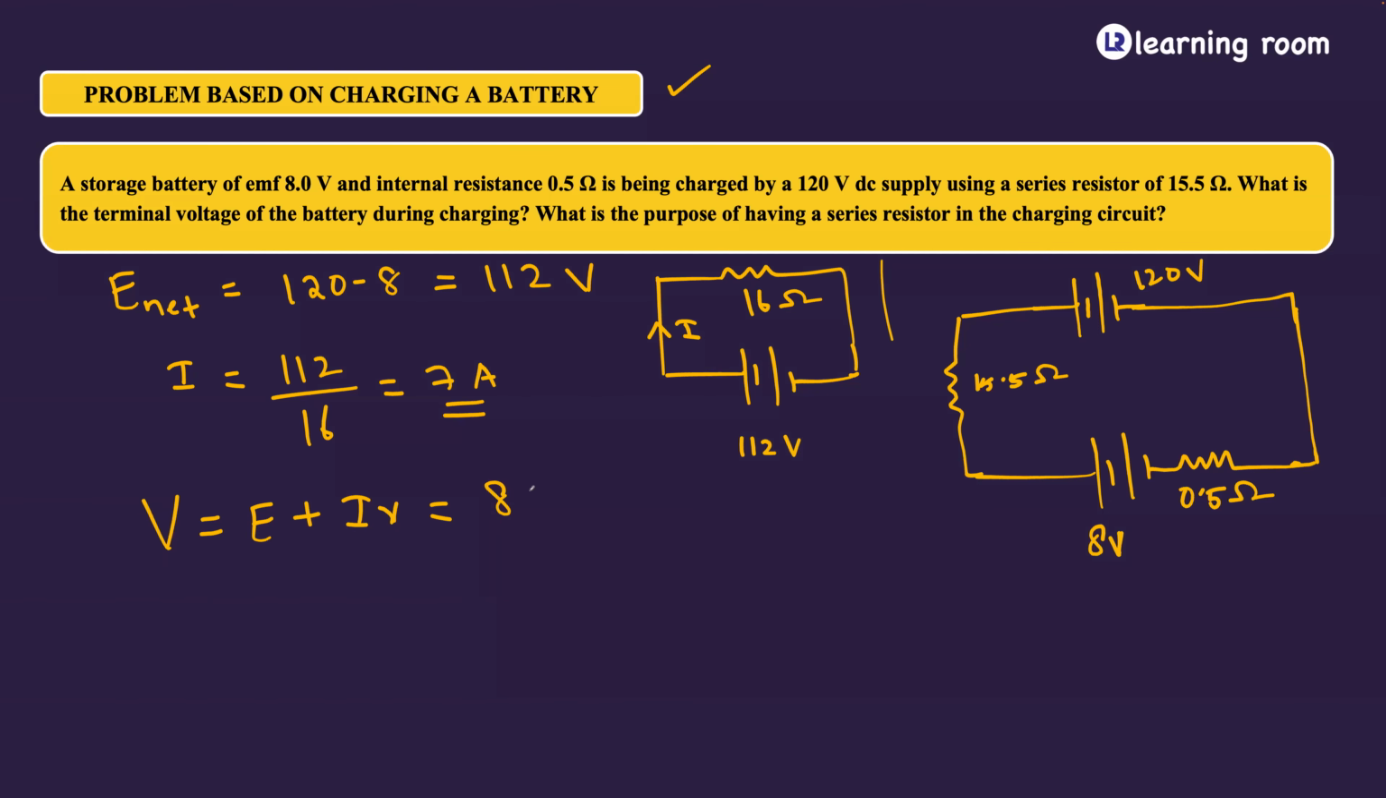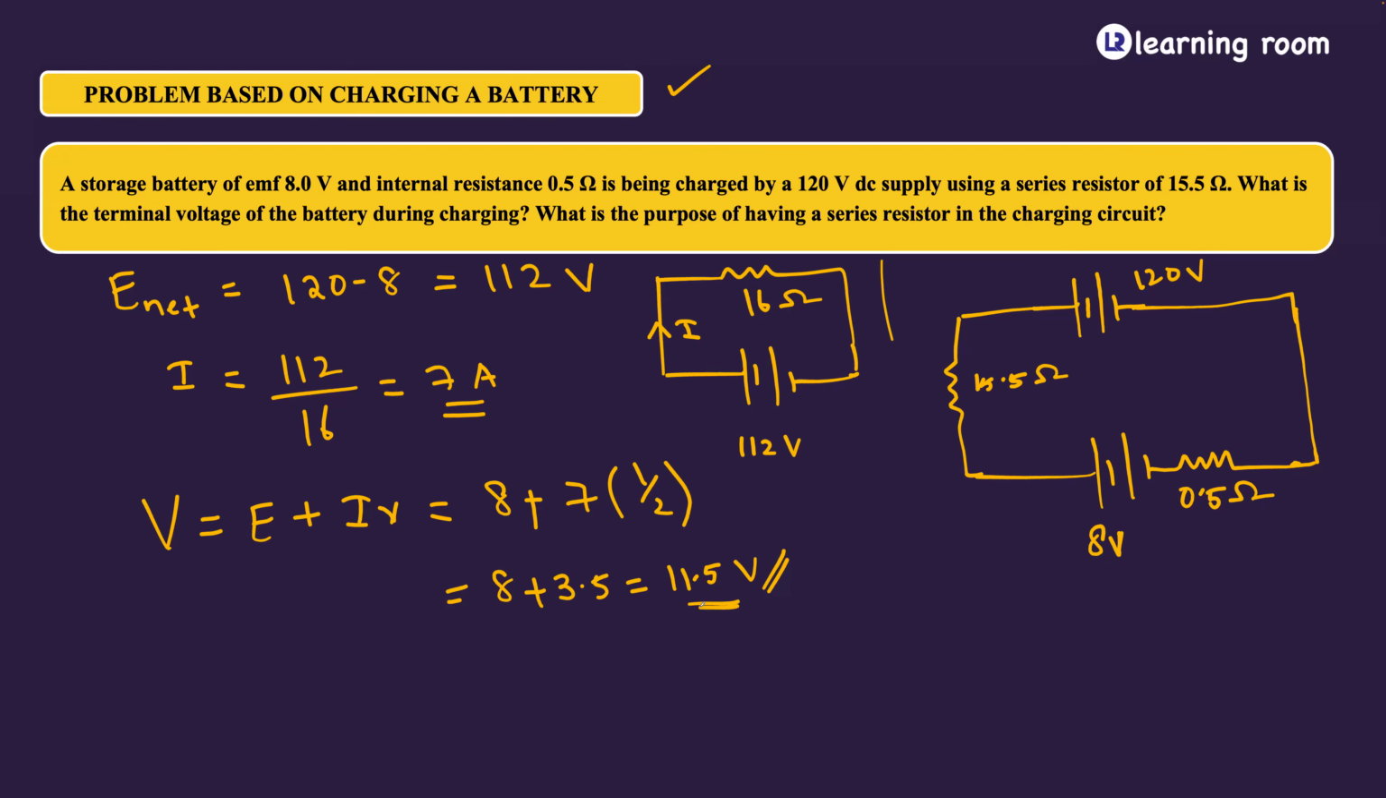So 8 plus I into, what is the internal resistance? 0.5, so 7 into 0.5 is going to be 3.5. So the answer will be 8 plus 3.5, which will be 11.5 volt. So in this case, the terminal potential difference is greater than the EMF. Are you able to understand? So this will be the terminal potential difference across this battery, right?